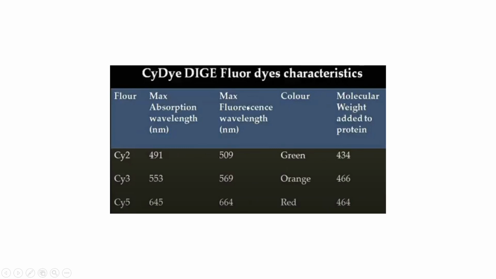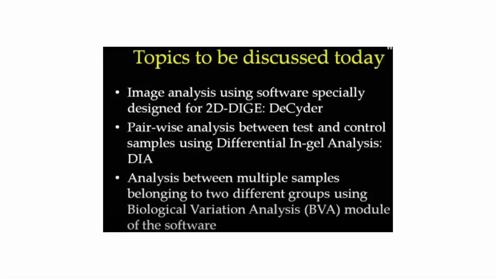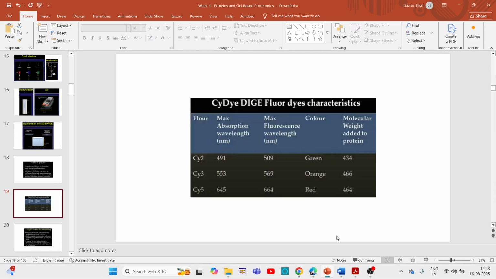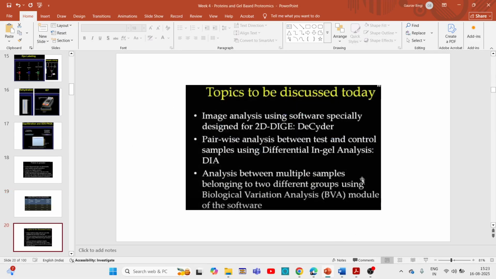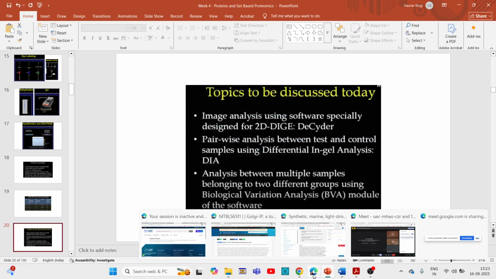This is the absorption and emission wavelength, to have all three together. They have different colors, like green, orange and red, depending on the emission wavelength, and their molecular weights are also different. That was the first lecture that sir majorly dealt with, and this is the second part of the lecture.